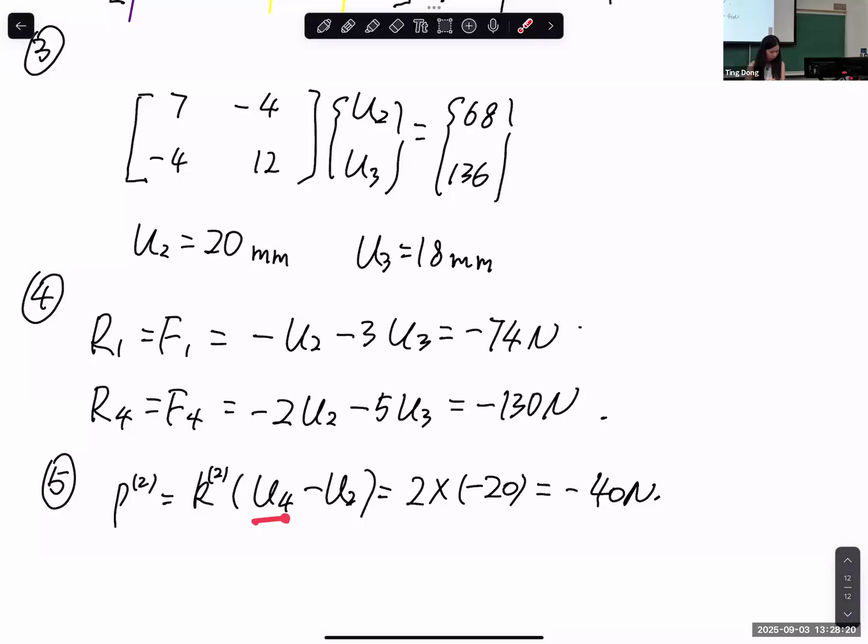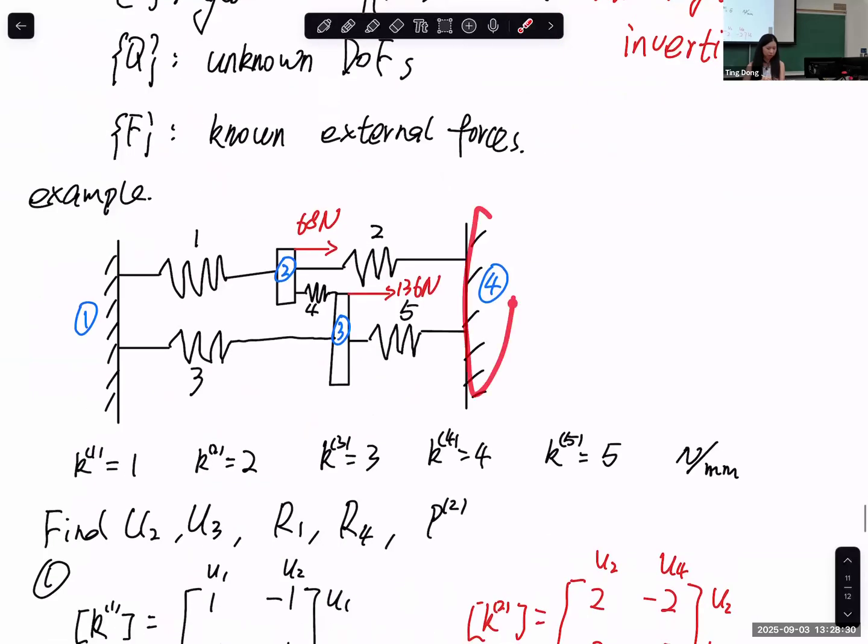U4 equal to 0. U2 equal to 20. Right. U4 is clamped. This node cannot move.